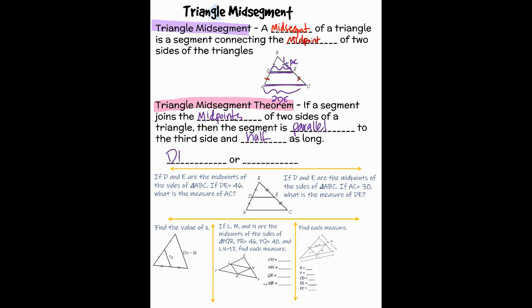So let me write that here. DE, the midsegment. Let's write it like this. The midsegment is half the side, or the side equals 2 times the midsegment.